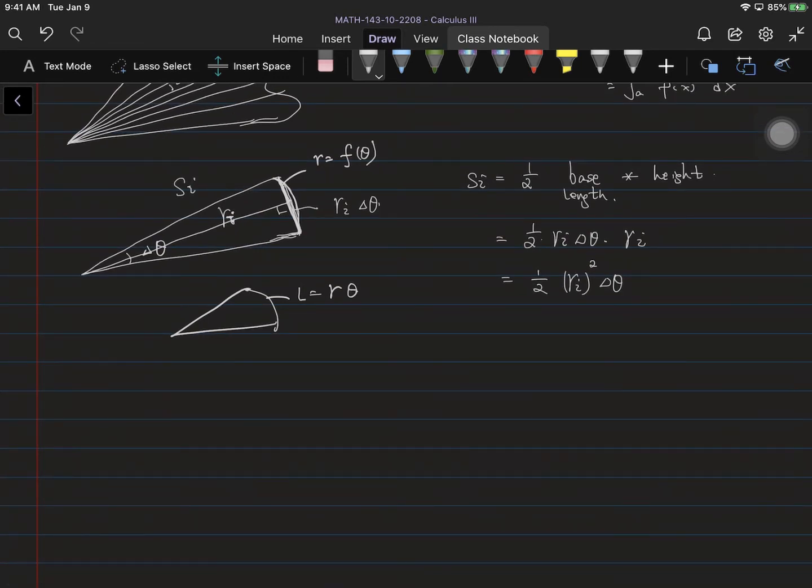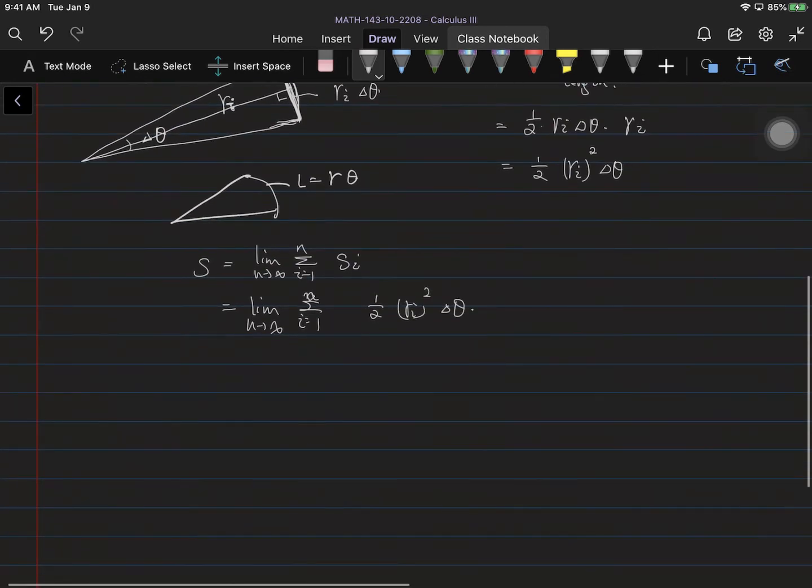So the whole area equals what? We make the sum and we take the limit. Totally the same as before. n goes to infinity. This is the Riemann sum. Okay, I can write down one more step. The sum of the small Si, as n goes to infinity, and Si is 1/2 ri squared delta theta.